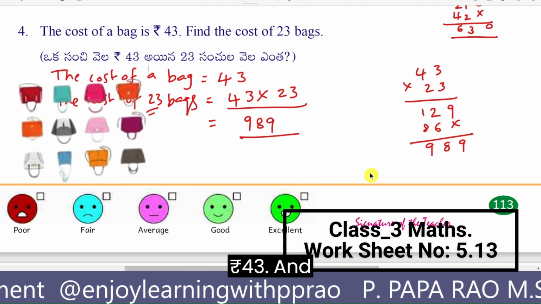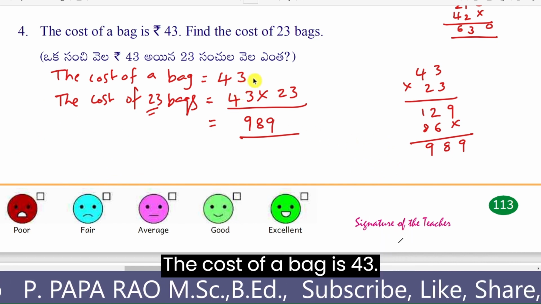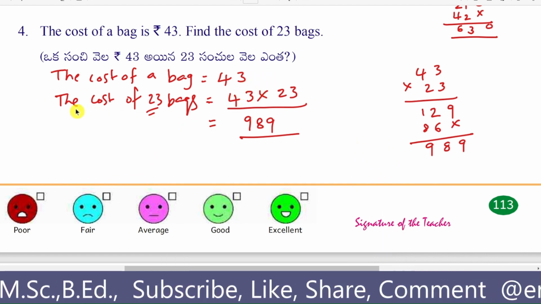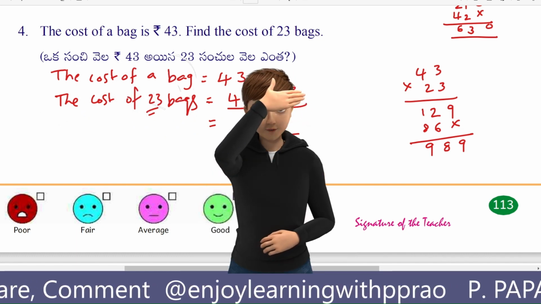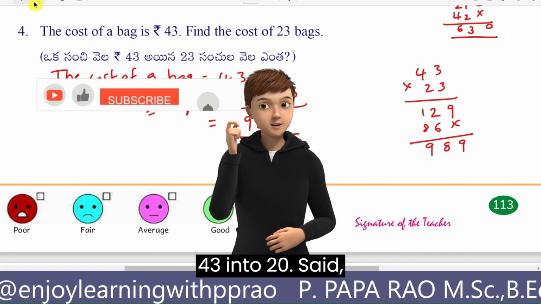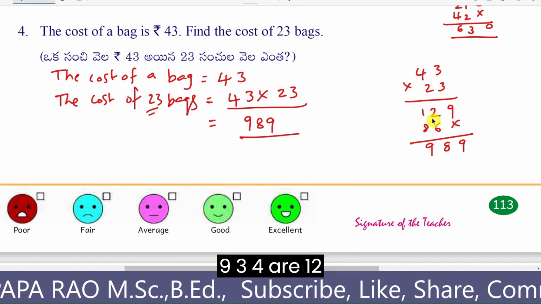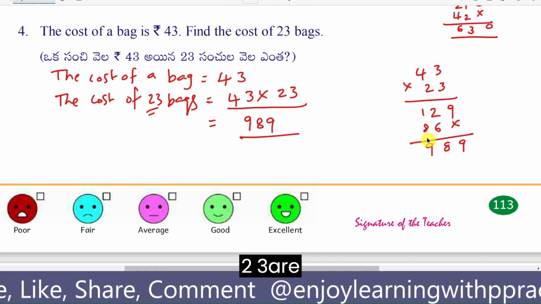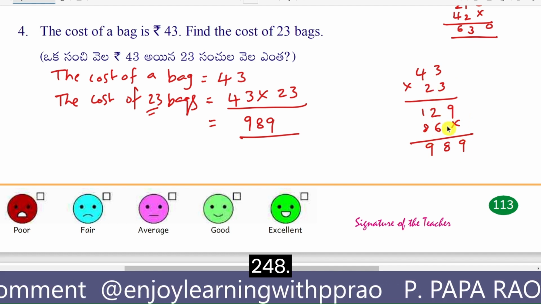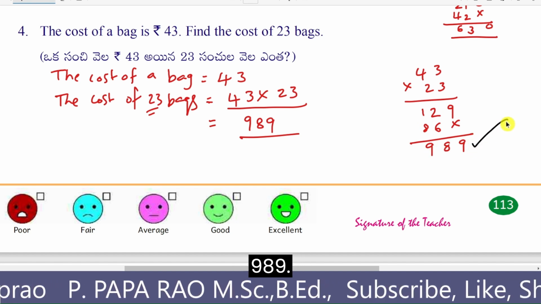The cost of a bag is 43 rupees. Find the cost of 23 bags. So the cost of a bag is 43 rupees. The cost of 23 bags is 43 into 23. So let's multiply. Look, 3 3s are 9, 3 4s are 12. We put the value here. 2 3s are 6, 2 4s are 8. 9, 8, 9. So 989.